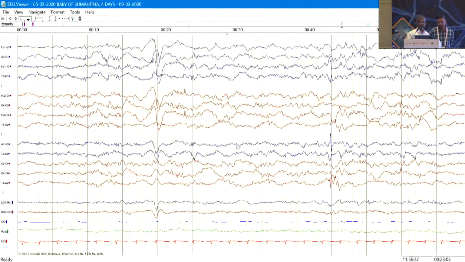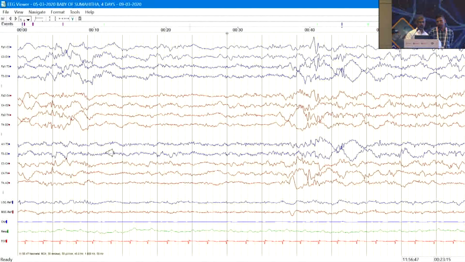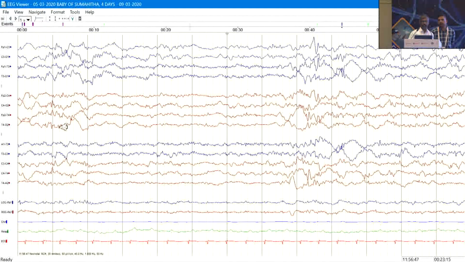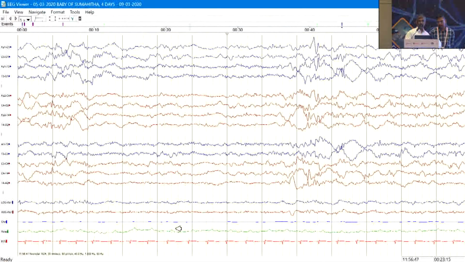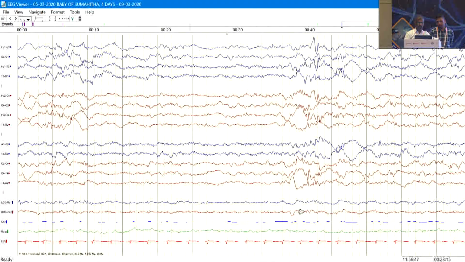So this is a period of discontinuity. At the same time, this is another period of discontinuity. You have 1, 2, 3, 4, 5, 6 seconds of interburst interval, and you have a burst here with multiple different mixed frequency activity, delta and alpha activity predominantly, and another burst here, right? And if you look at the polygraphic channel during this activity to classify whether it's active sleep or quiet sleep, the respiration is regular, there is no irregularity there, and ocular channels are not showing any eye movements.